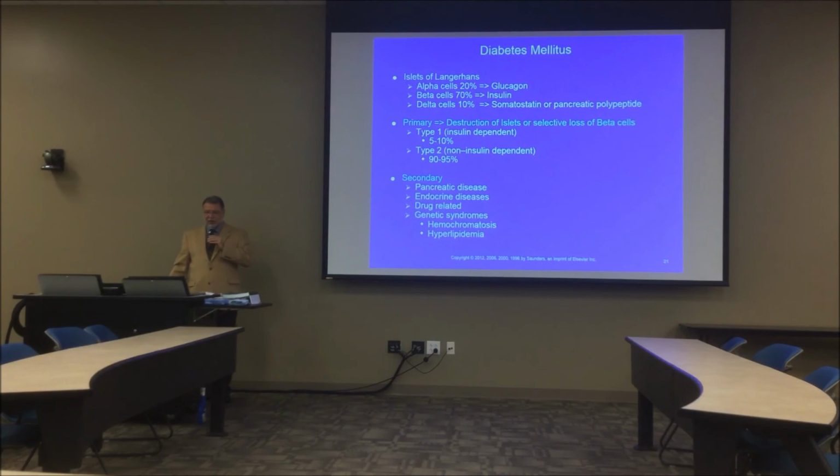In diabetes, there are two main conditions to understand. The beta cells are the ones that produce insulin, alpha cells produce glucagon, and there are also delta cells, which are fewer, that produce somatostatin or pancreatic polypeptide. But the thing is, beta cells, insulin; alpha cells, glucagon. The primary types of diabetes are very specific: type 1 and type 2.